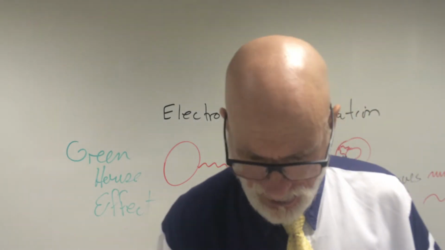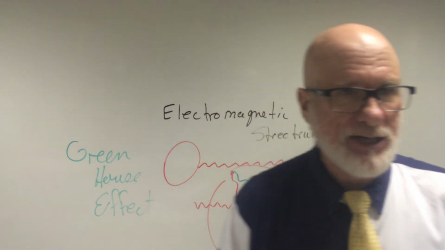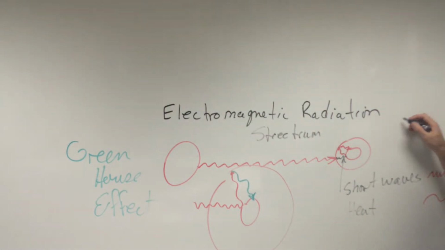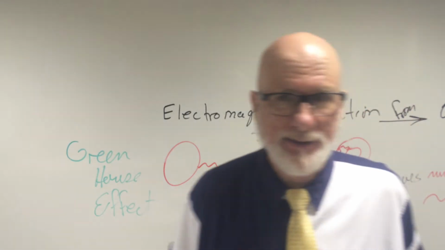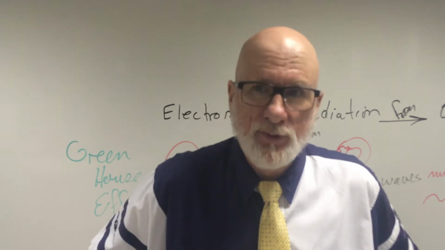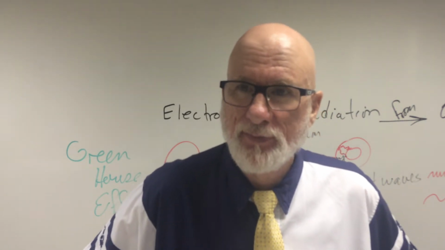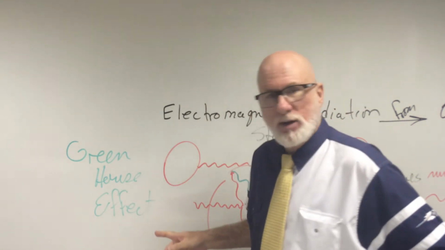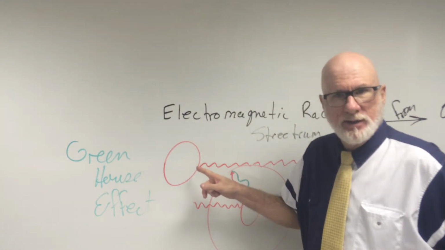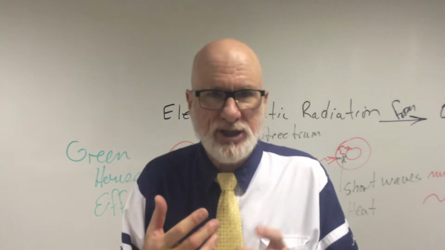So we looked at the electromagnetic radiation spectrum from what? Electron transitions. That's where it all comes from. It comes from atoms. So, why do they call it radiation? Because it's not conduction. What's conduction?